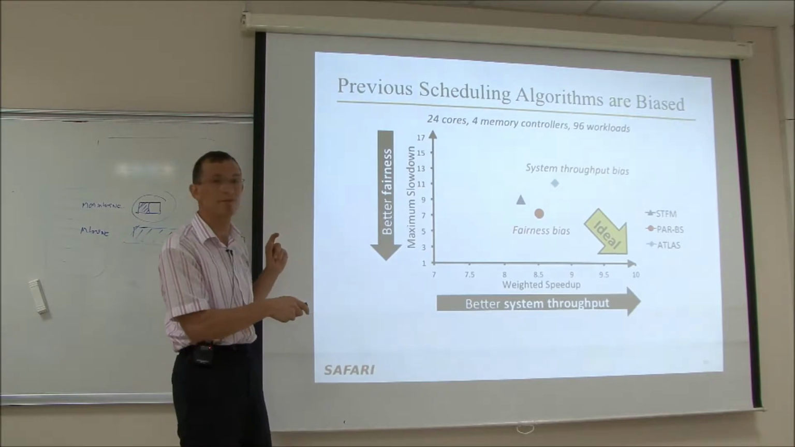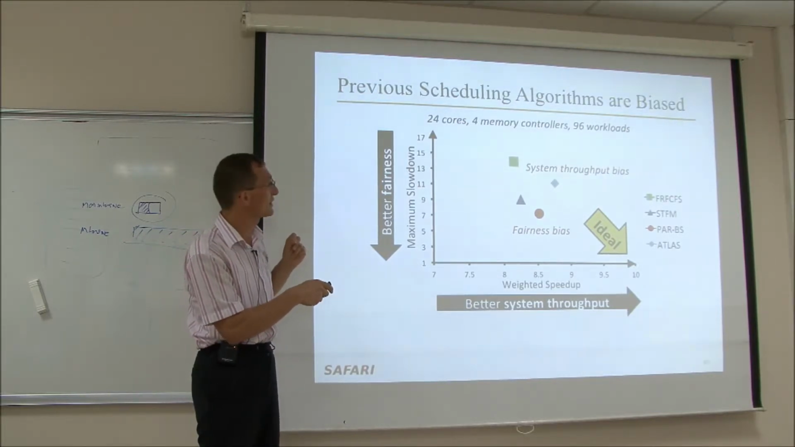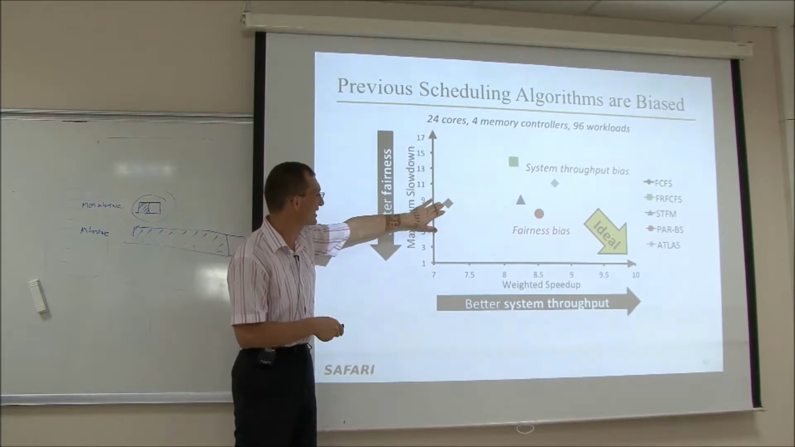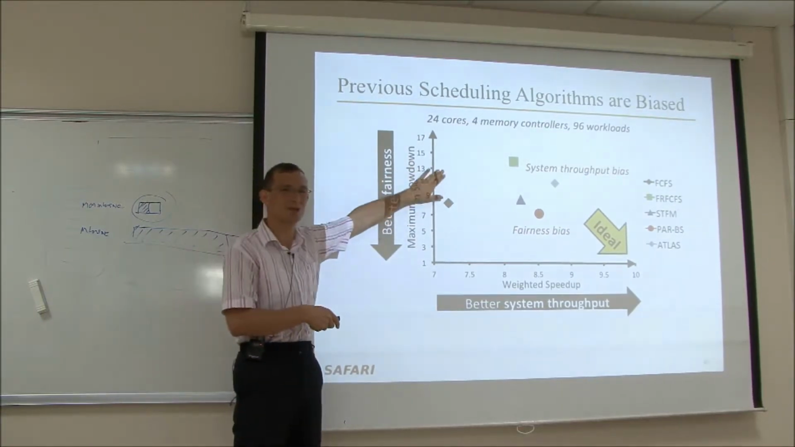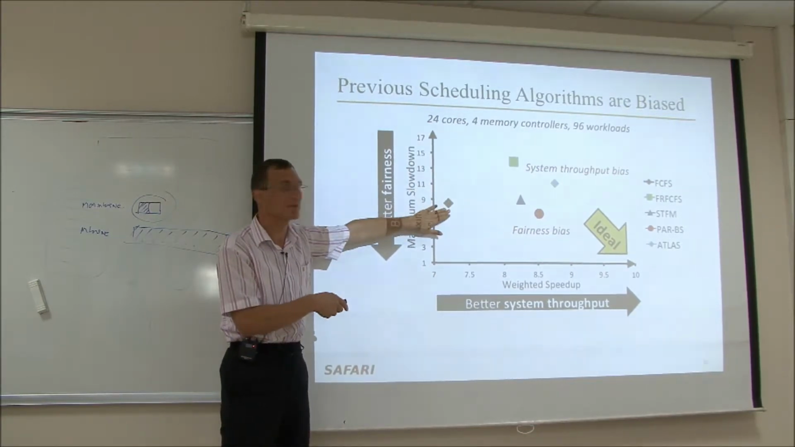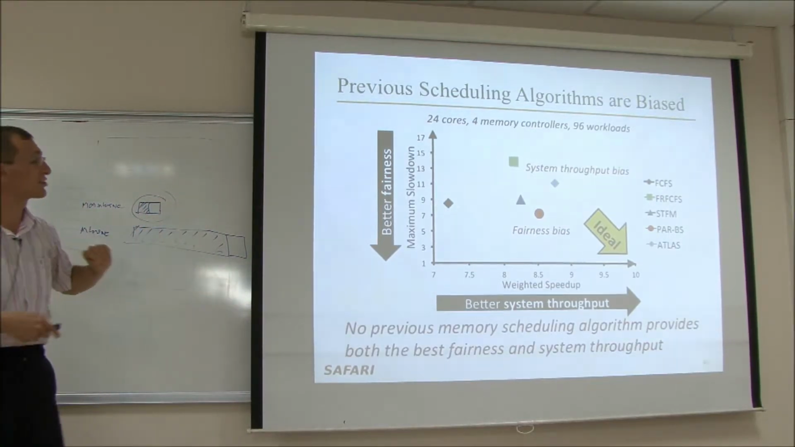First ready, first come, first serve. Row hit first scheduling that's employed in many systems today is here. And if you do first come, first serve, I guess it got lucky in terms of fairness over here. It's not always this lucky, but for these workloads it got lucky. It's pretty bad in terms of performance. So ideally we would like to get over here. But no previous memory scheduling algorithm provides both the best fairness and system throughput.